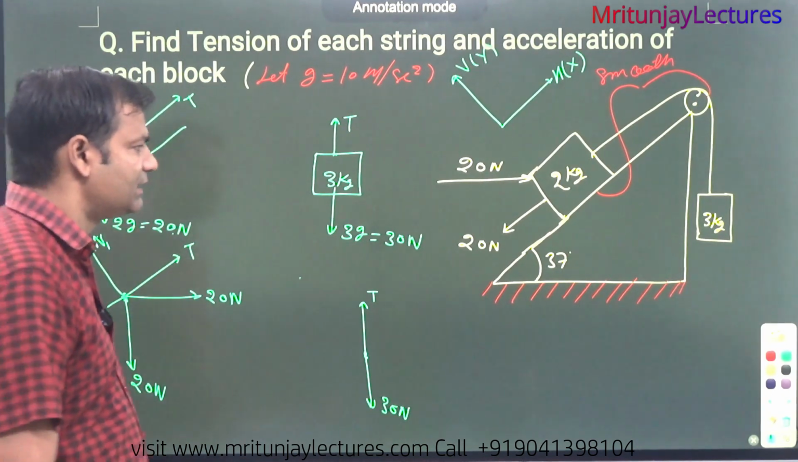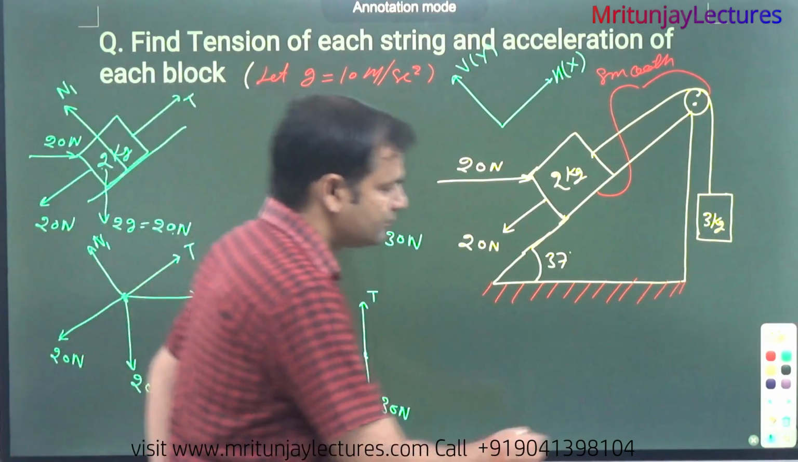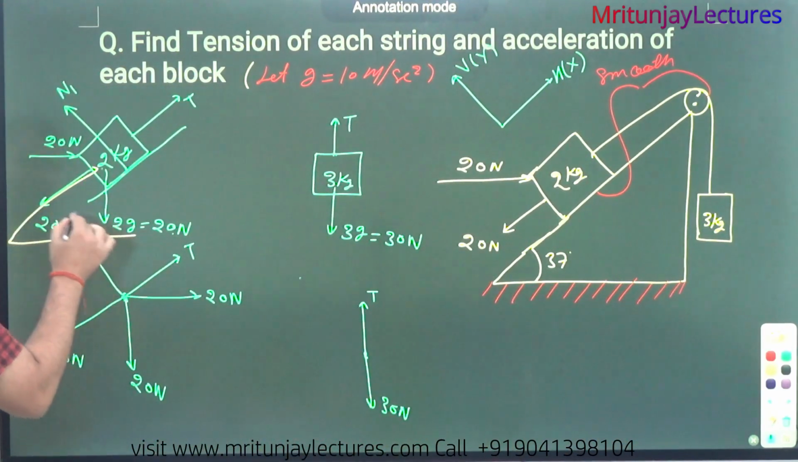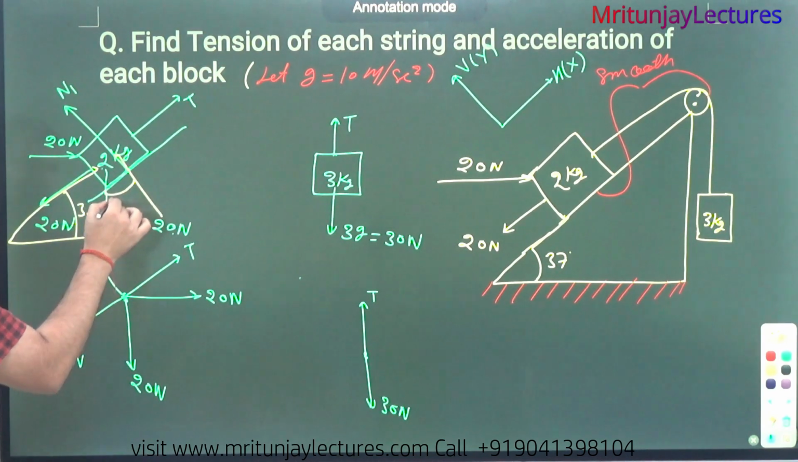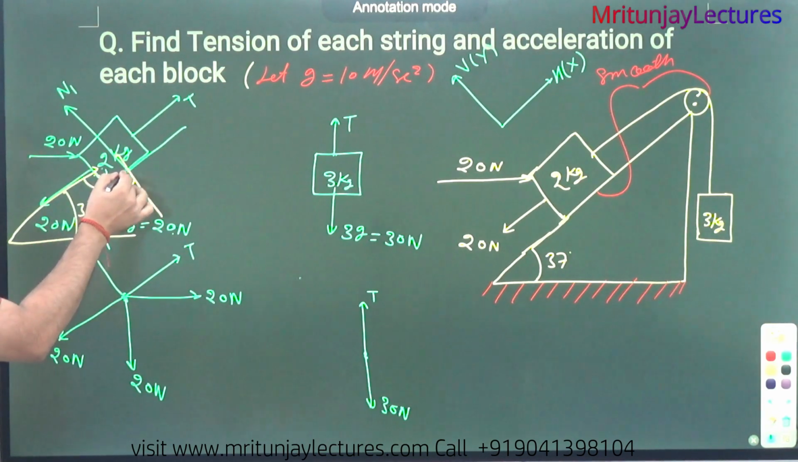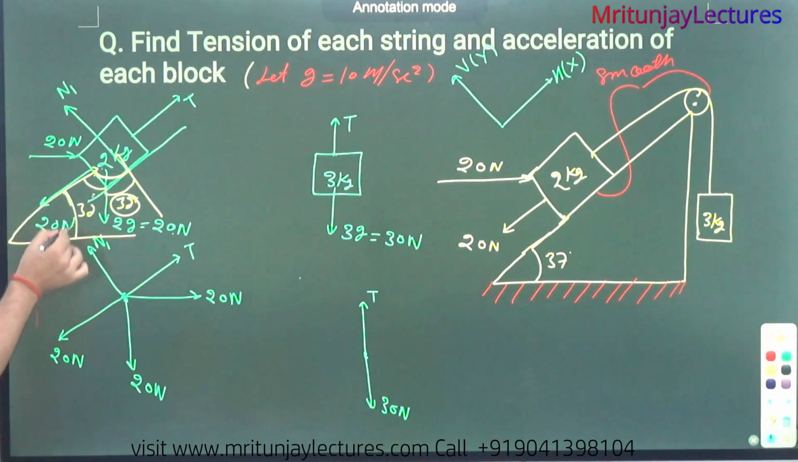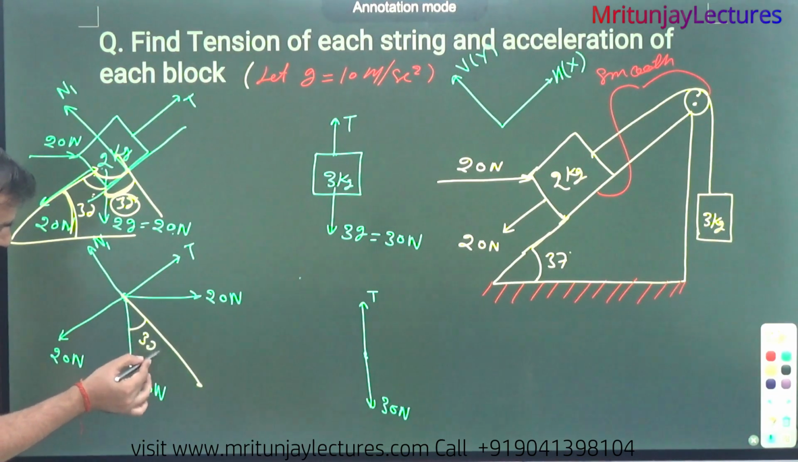First of all, if you see here, if this one is 37 degree, then you make here, that is 37. This is also 37. Why? This one is 53 and that is 90, so 90 minus 53, again 37. So if this one is theta, then that one is also theta. Clear or not? So that is 37 degree. This one is 37 degree.